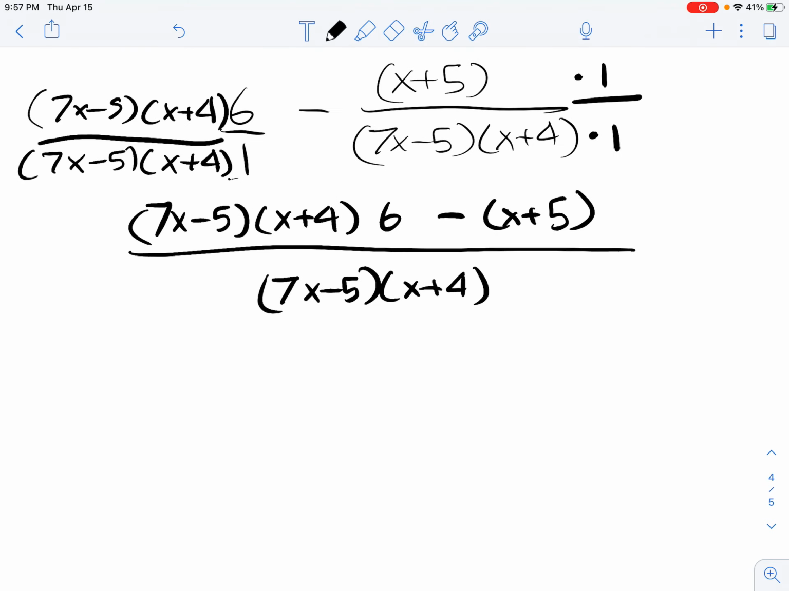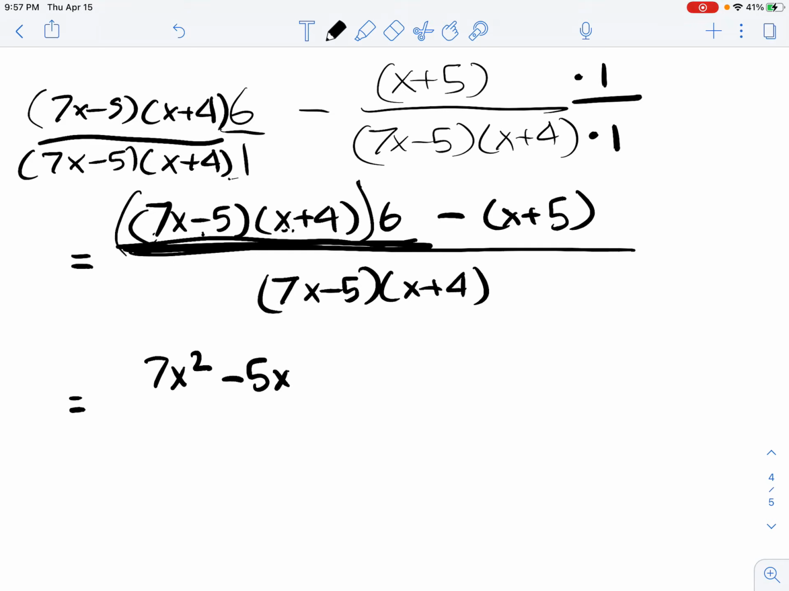Now, what I'm going to do is I'm going to expand this. Presumably, you can leave it alone like this, but I'm going to take it a step further. I'm going to multiply out this so that I can see what I can simplify. 7x, let's start with this first. 7x times x is 7x squared. Negative 5 times x is negative 5x. Negative 5 times 4 is negative 20. Subtract 7x times 4 is 28x. Positive 28x. Let's review. 7x times x, 7x squared. 7x times 4, 28x. Negative 5 times x is negative 5x, and negative 5 times 4 is negative 20.